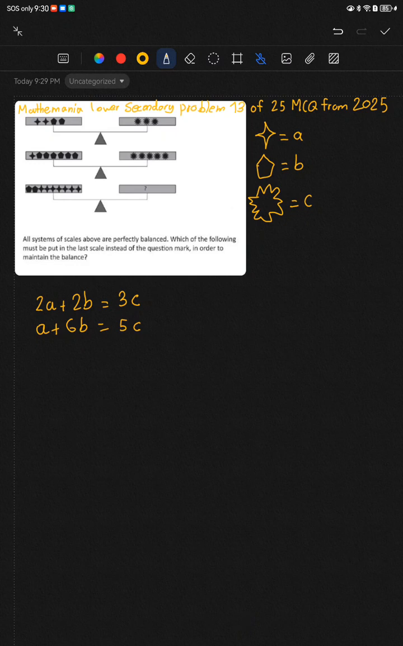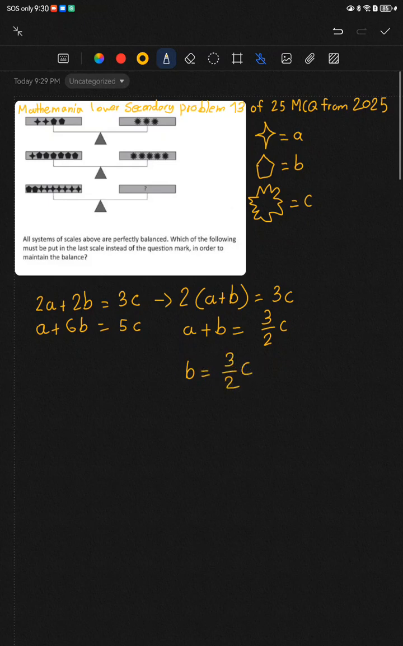Let's focus on the first equation. 2A plus 2B can be rewritten as 2 times A plus B. We took 2 as common from 2A plus 2B. We shift that 2 to the right side by dividing both sides by 2. Now A plus B is equal to 3 over 2 C, or B is equal to 3 over 2 C subtracted with A.